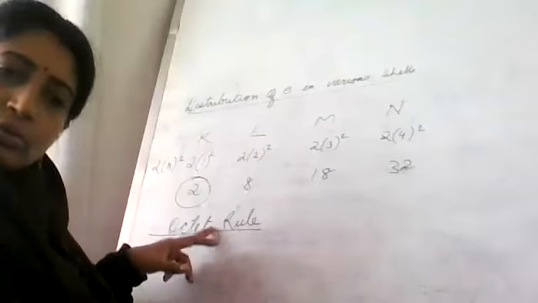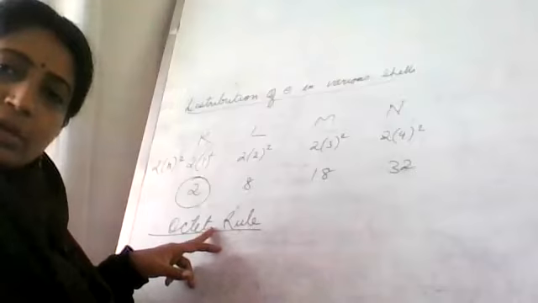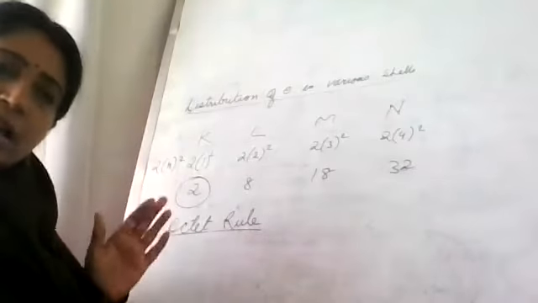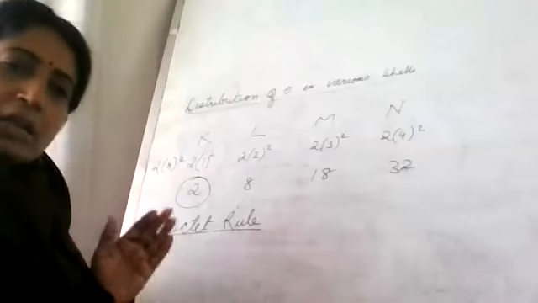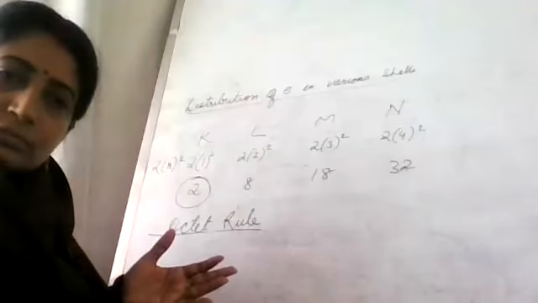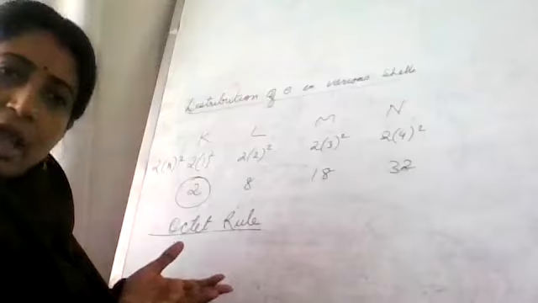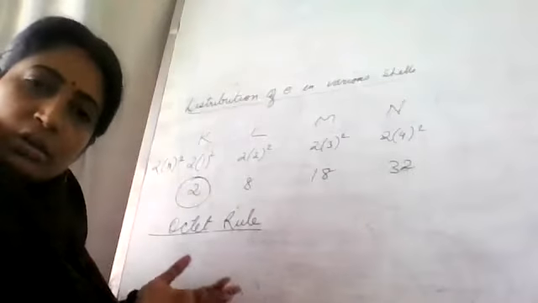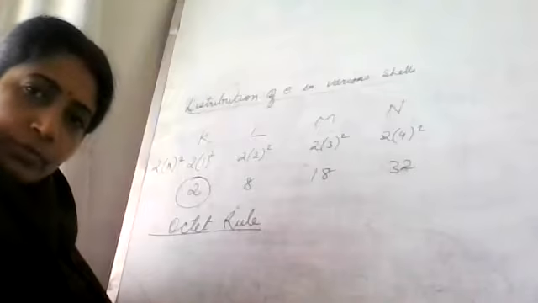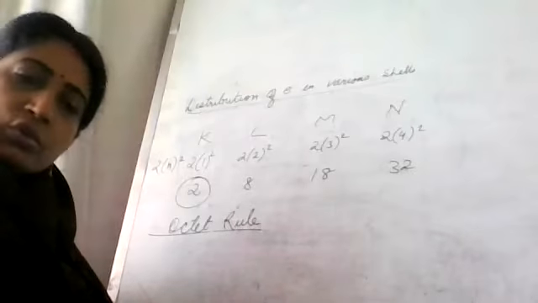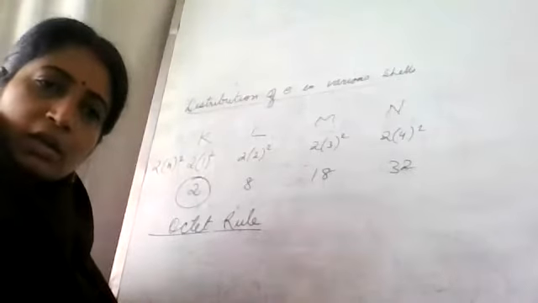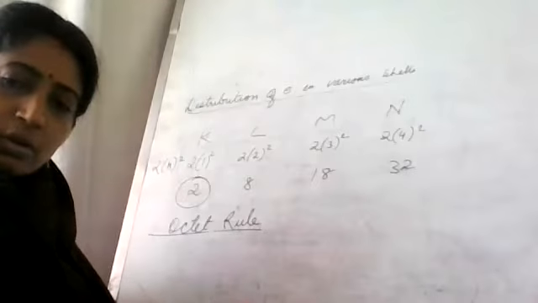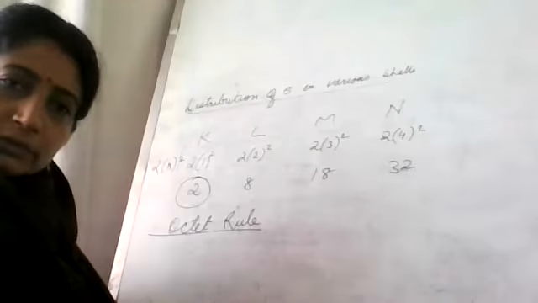Octet rule. What is there in octet rule? If the shell is the last shell, if we are writing down the electronic configuration, and if that is the last shell, even if it has the capacity of holding more electrons, it cannot hold more electrons, because the last shell should not contain more than 8 electrons. It may be less, but not more than 8. Okay? Okay, everyone?